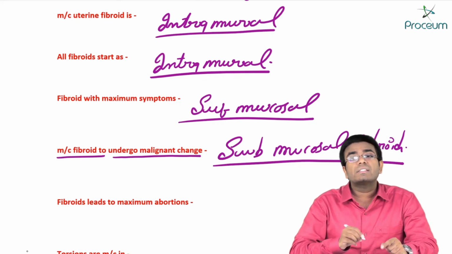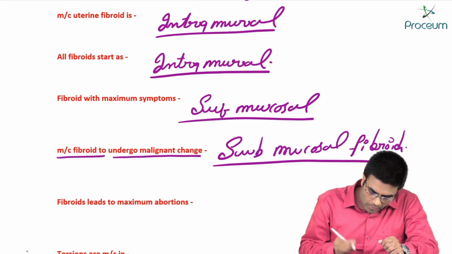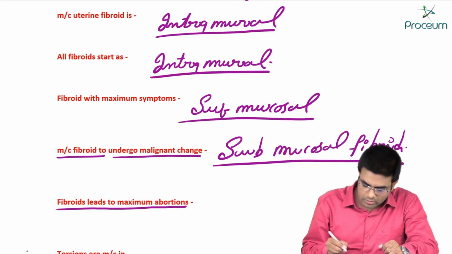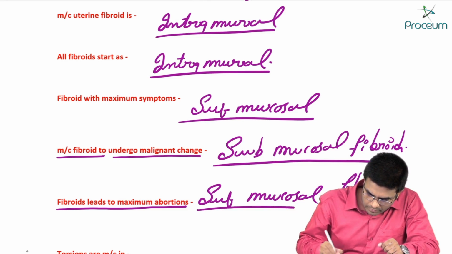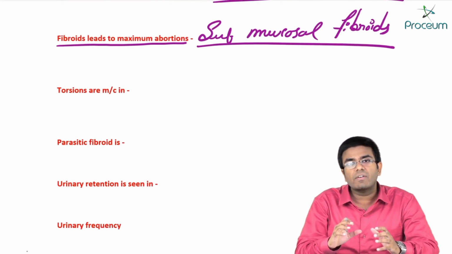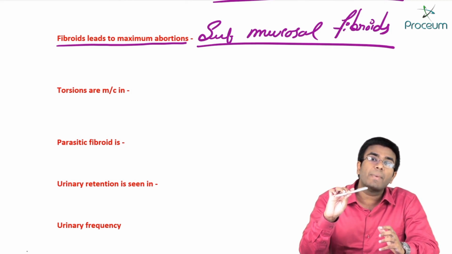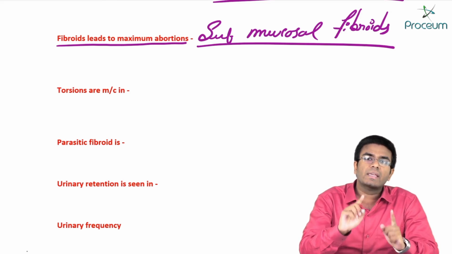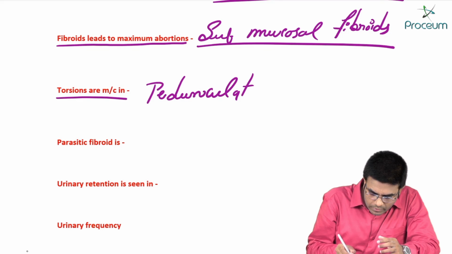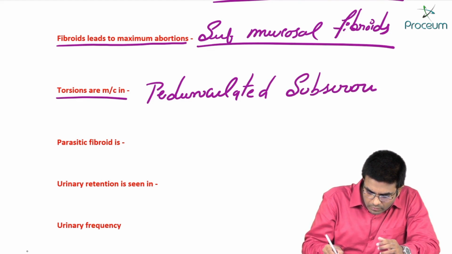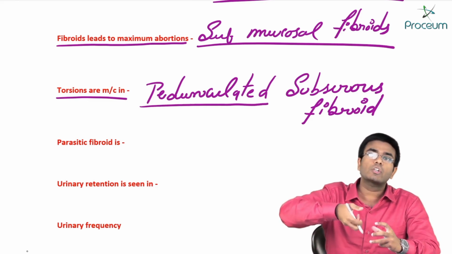Okay, now, the same submucosal fibroids, as they are located near the uterine cavity, won't allow the fetus to grow, so they will cause abortions. So fibroids which lead to maximum abortions are also submucosal fibroids. Now, torsions are seen in which fibroids? If they want to undergo torsion, they need to have a stalk, that is known as pedunculated. So pedunculated fibroids can undergo a torsion. So torsions are seen in pedunculated subserous fibroid. Pedunculated are the fibroids with stalk, they can undergo a torsion.